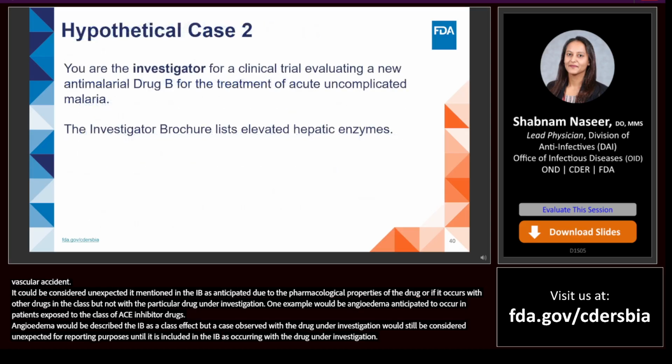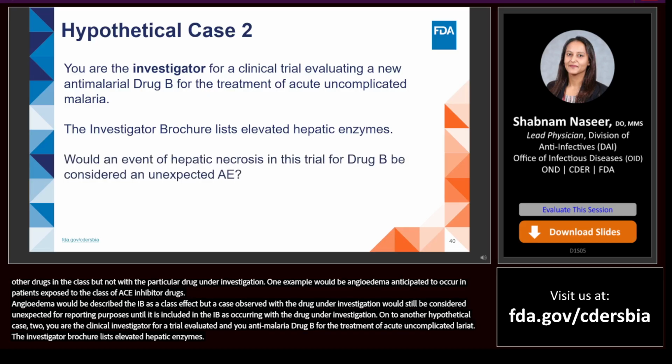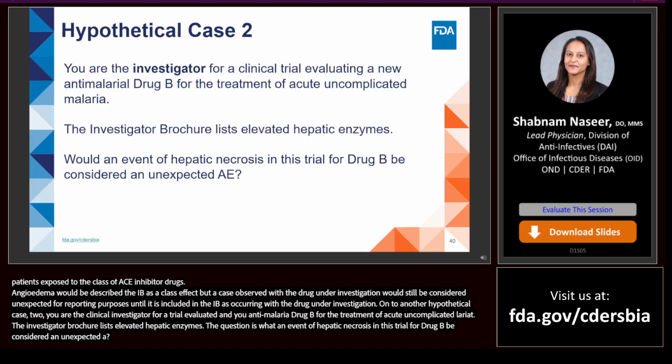Go on to another hypothetical case, case 2. Here you're the clinical investigator for a trial evaluating a new anti-malarial drug B for the treatment of acute uncomplicated malaria. The investigator brochure lists elevated hepatic enzymes. And the question would be, would an event of hepatic necrosis in this trial for drug B be considered an unexpected AE? So I'll give you a moment to think.